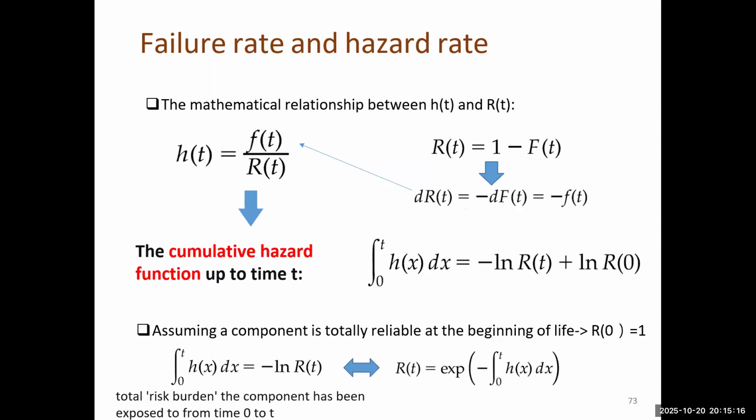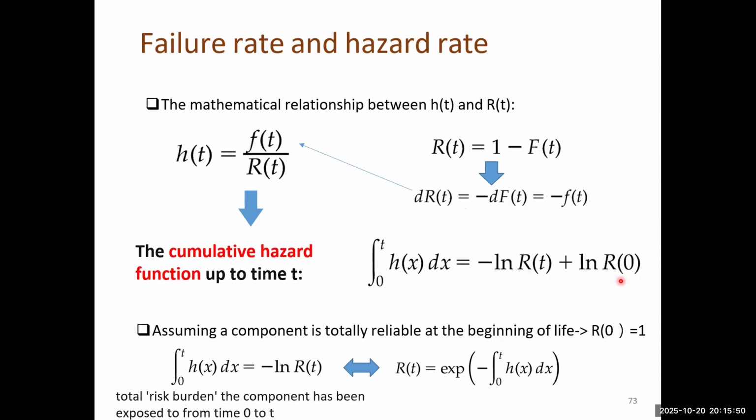So now we can integrate both sides from time 0 to time t. On the left, we get the cumulative hazard function, and that is the left-hand function. On the right-hand side, we integrate the derivative, which gives us minus ln R(t) plus ln R(0). So that means we need to find what? We need to find the primitive function.